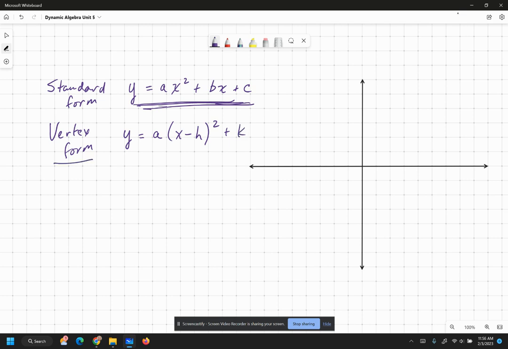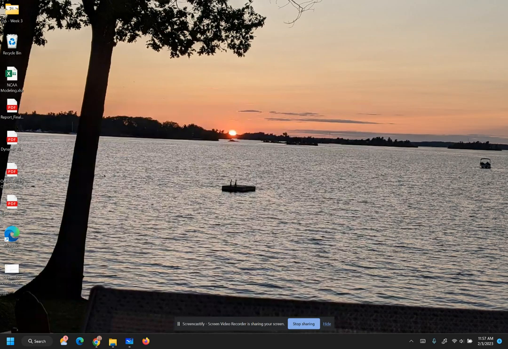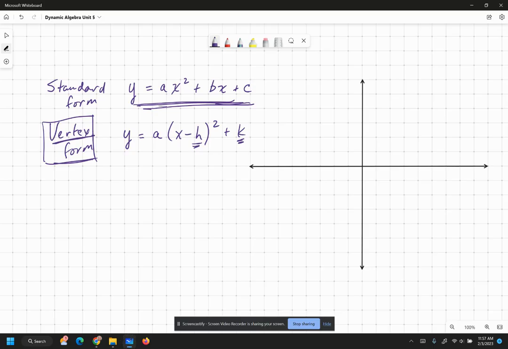And we like this vertex form because we can look at it and quickly be able to graph it because of this h and this k term. This h and this k create what is known as the vertex of the graph, which is its maximum or minimum point. Well, the question is, how on earth do we go from a form like this to a form like this? How can we convert something in standard form to something in vertex form?